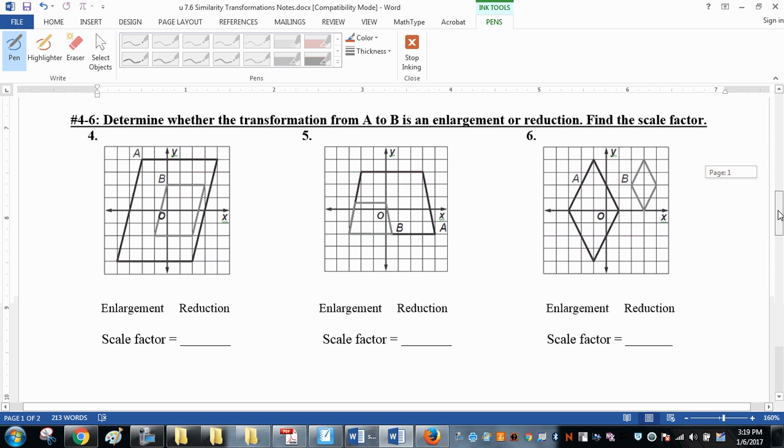All right, let's look at our next several. Determine whether the transformation from A to B is an enlargement or reduction. Same exact thing. Look at A. It's way bigger than B. That means it's a reduction.